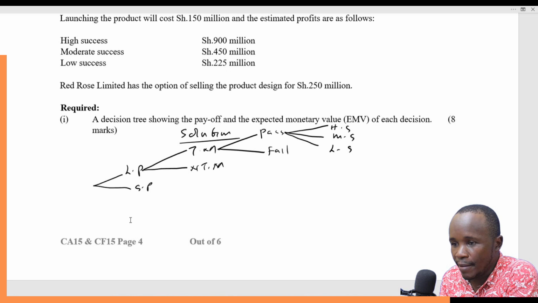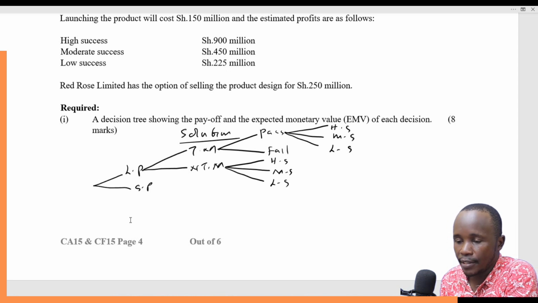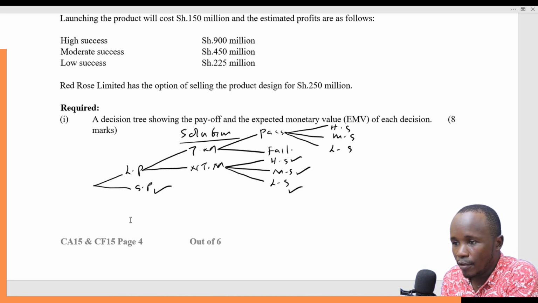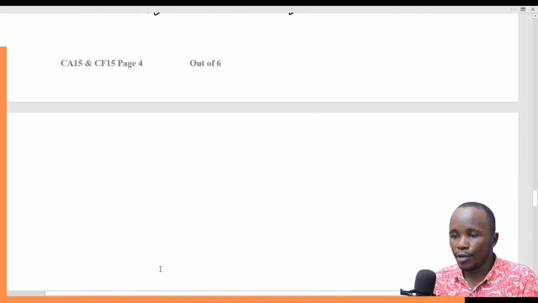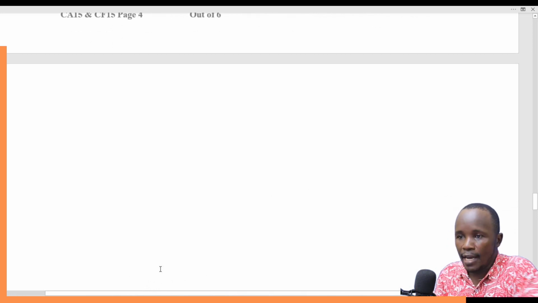If you don't test the market, you go direct to the market without testing, there will also be three options: either high success, moderate success, or low success. So how many tails do we have? 1, 2, 3, 4, 5, 6, 7, 8. Now, having identified the tails that we have, we come back here and draw our decision tree.